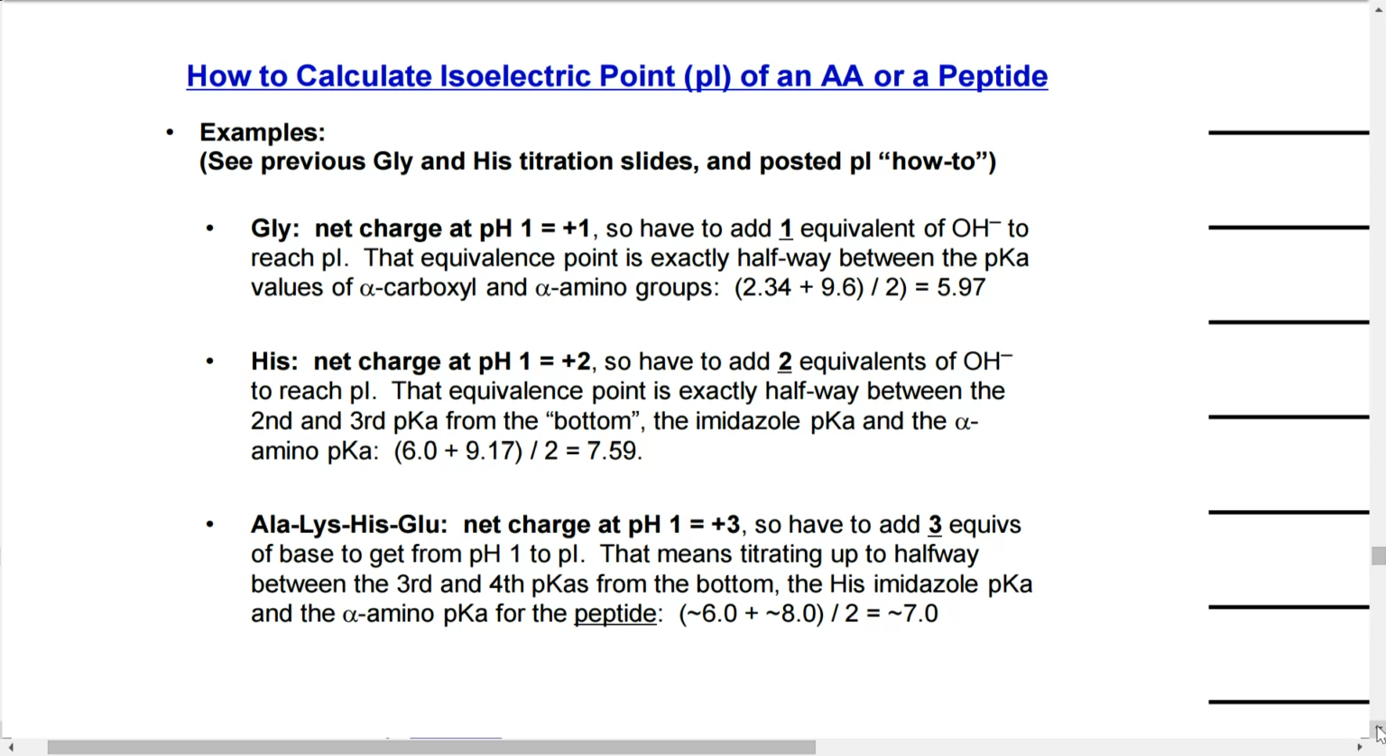Okay, at pH 1, everything that can be protonated is protonated in this particular molecule. So that is going to have a net charge of plus 3 in this example. So I have to add 3 equivalents of base to get, in this case, from the pH to the pI. If you draw out all the steps for this with all the other groups, you'll see that's the point where that peptide becomes 0. So you're going to take the third and fourth pKs from the bottom. Those turn out to be about 6 and about 8. So the pI for that peptide is about 7.